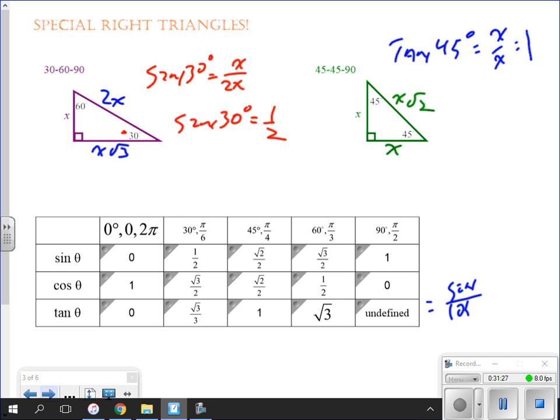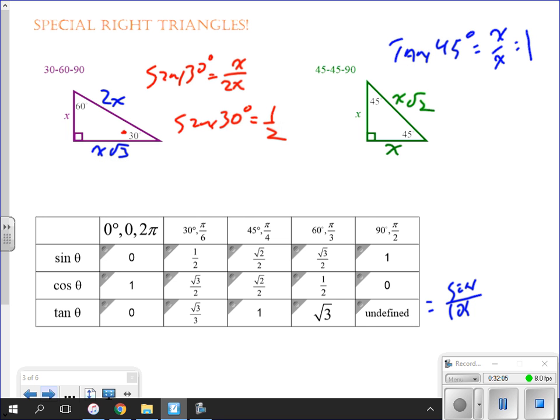Notice there's a pattern though. Look at the sine values. They're all over 2. 1, root 2, root 3. How can I write 1 as the square root of something? 1 is the square root of 1. Square root of 1, square root of 2, square root of 3, all over 2. Oh, look at the cosine. Square root of 3, square root of 2, square root of 1. It's counting down as you go across. Imagine that.